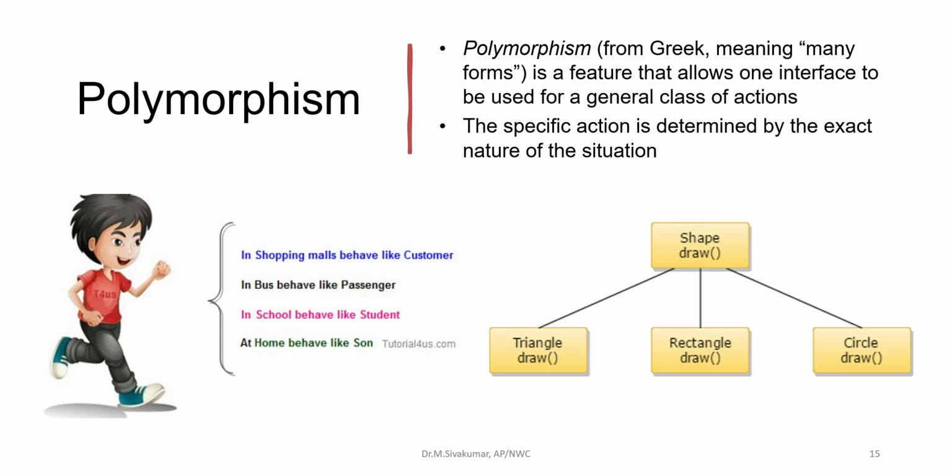Now we discuss polymorphism, which means many forms. Polymorphism allows one interface to be used for a general class of functions, and the specific action depends on the situation. For example, the same function named draw can behave differently for different shapes like rectangle, triangle, and circle. The interface is the same, but the implementation differs.